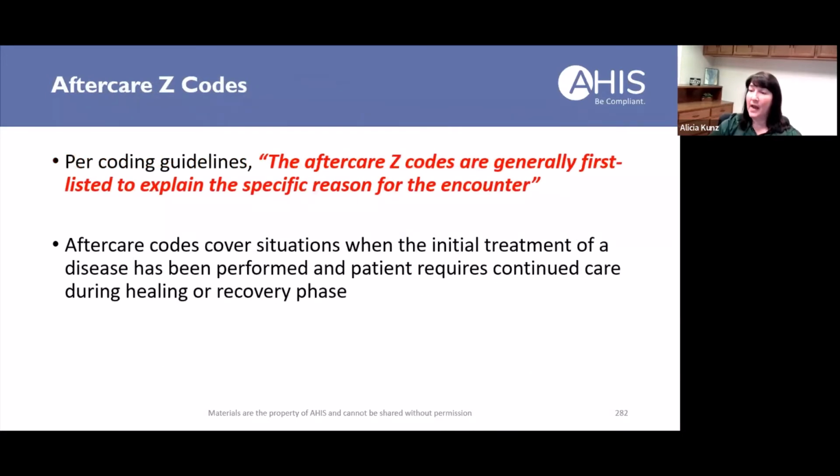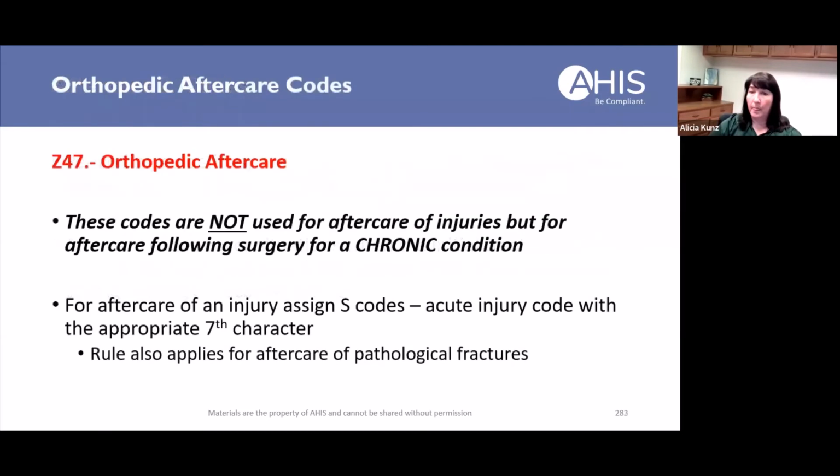The coding guidelines state aftercare Z codes are generally first listed to explain the specific reason for the encounter. So this is for somebody who requires continued care, maybe after a surgery. We use these fairly often. Orthopedic aftercare codes are not used for aftercare of injuries, like a fracture, but they are used for following surgery for a chronic condition. So just remember, if it's an injury, it's some sort of fracture, you will never use an aftercare code with it. So just be very careful about that.